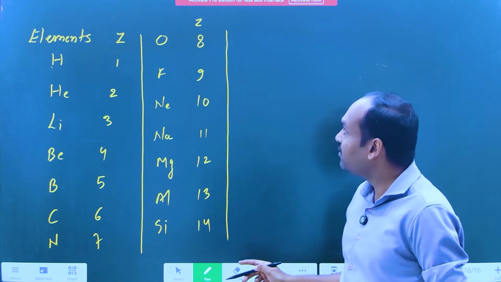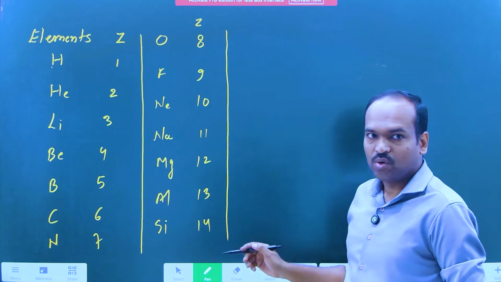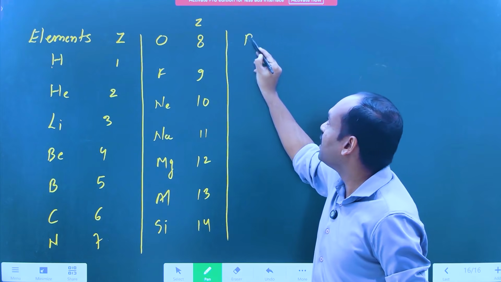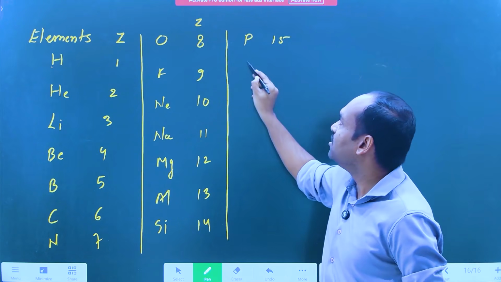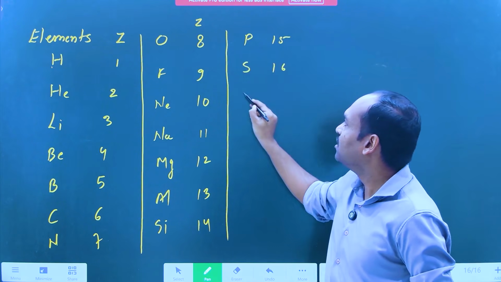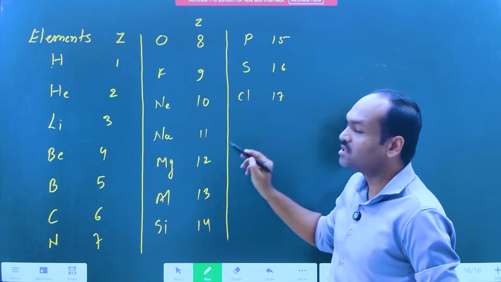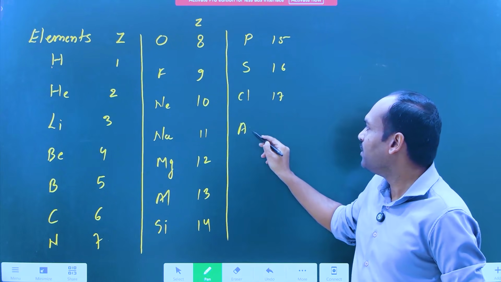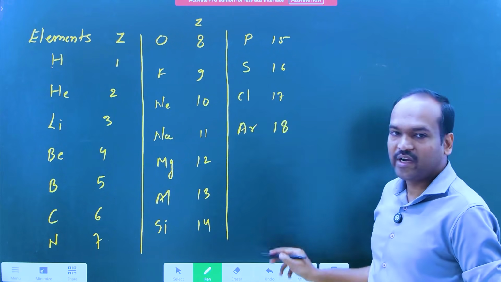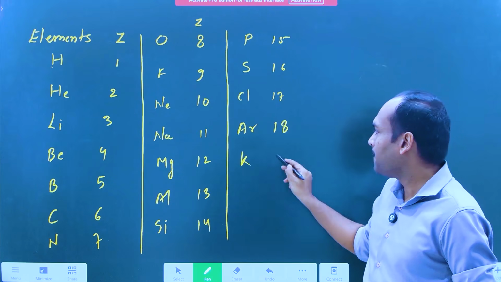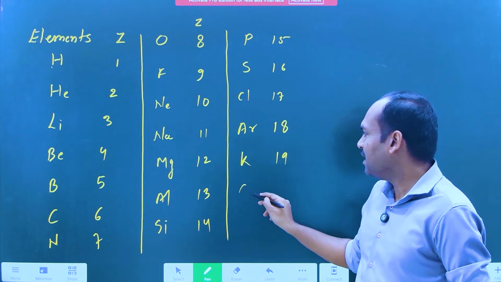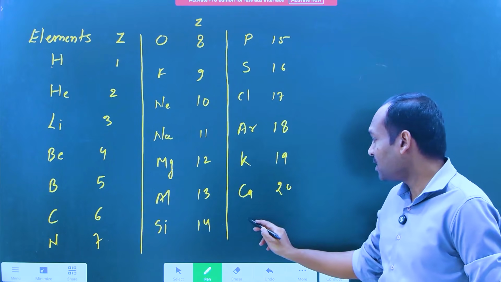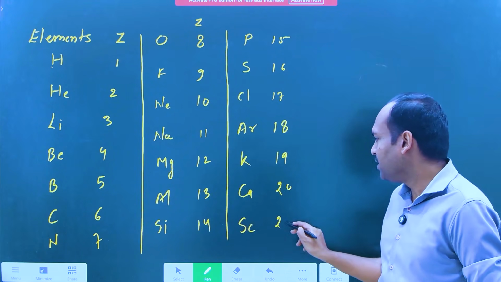Oxygen is 8, right? Then after silicon, phosphorus, atomic number 15, sulfur 16, chlorine, atomic number 17. After chlorine, argon, a noble gas, atomic number 18. After this, potassium 19, calcium 20. Then scandium 21.